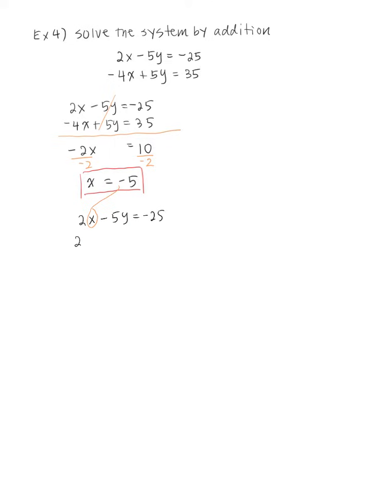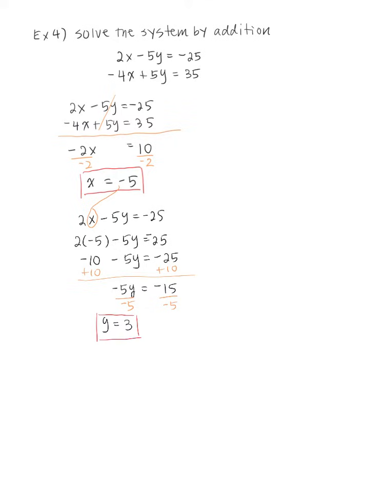Here you're going to have 2 times negative 5 minus 5y equals negative 25. So negative 10 minus 5y equals negative 25. Adding 10 to both sides, you're going to have negative 5y equals negative 15. Is that right? Yep. Dividing by negative 5, y equals 3. So do we get the same answer? I hope so. Therefore, our solution set is negative 5, 3, as we expected. Let me box that for the final answer.